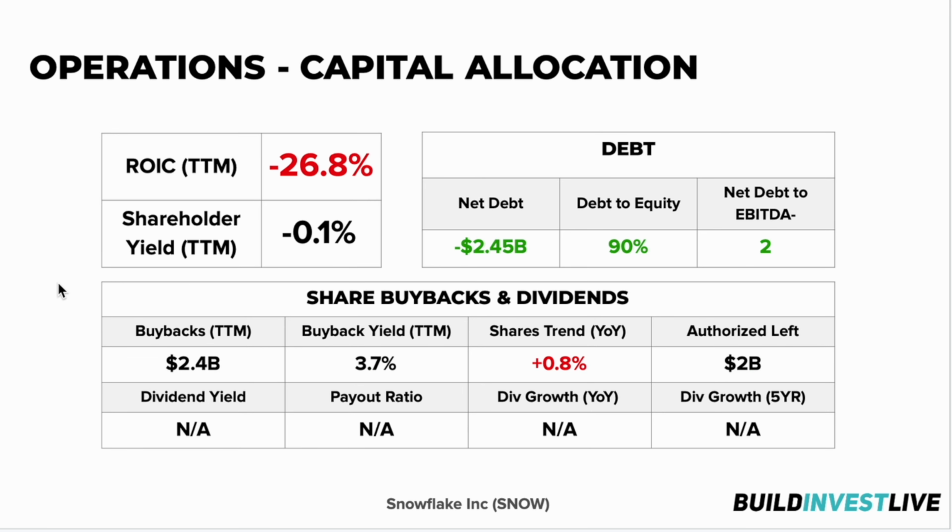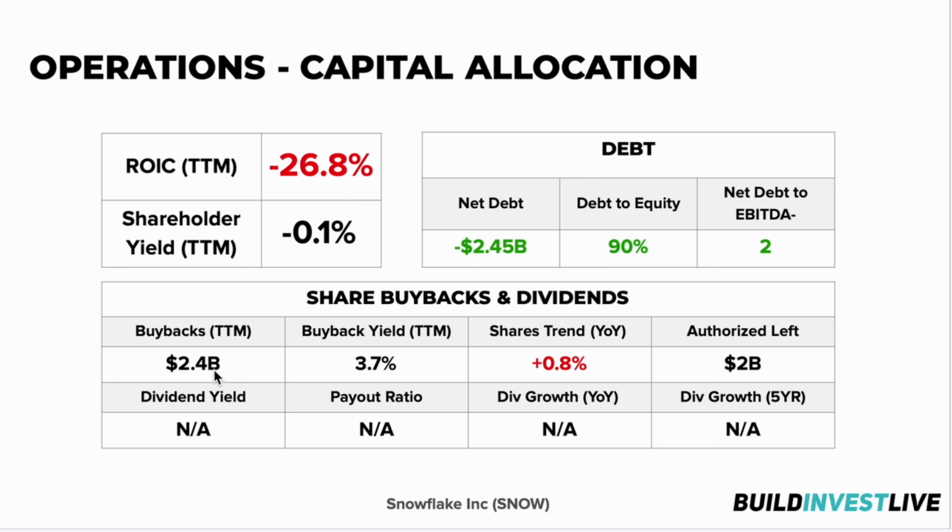Now, if we go to the capital allocation slide, this is not really going to be a pretty slide. You can see ROIC is negative by a lot, so that's not pretty. Shareholder yield's also negative. Their debt situation's actually pretty good. They have zero net debt. Basically, cash on hand is higher than their debt. Their debt to equity is 90%, which is okay. Their net debt to EBITDA is 2, which again is fine.